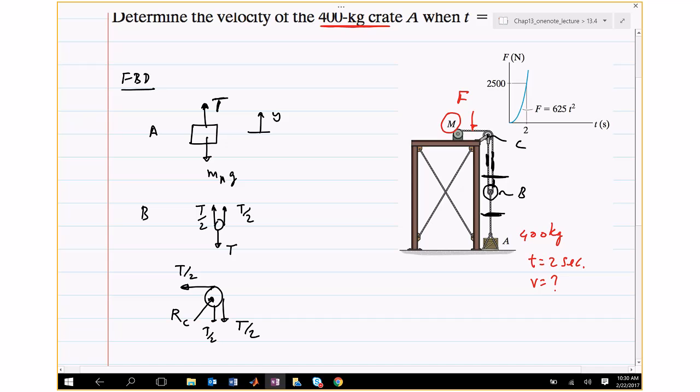Now I can just use the fact that T divided by 2 is F, right? Why is that? That's because the force in this cable is given to me, it's F. So this is not F equals ma, this is just something which is given to me. I've given the force F. It's a function of time.